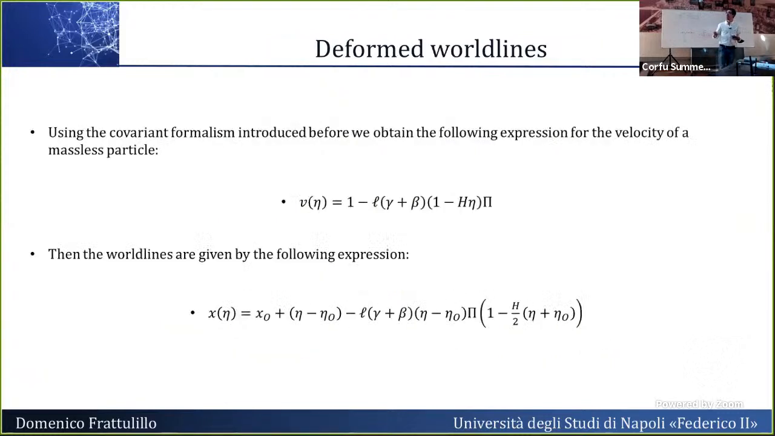And again, as in the Minkowski spacetime example, we can use the Hamiltonian formalism to calculate the worldlines of particles. The first thing that we have to do is to calculate the velocity of a massless particle using the commutation relation between the Hamiltonian and the spacetime coordinates. And we can obtain the following result for the velocity of a massless particle, which again is momentum dependent. And if we integrate this expression with respect to the conformal time, we obtain the expression of the deformed worldline in this curved spacetime.